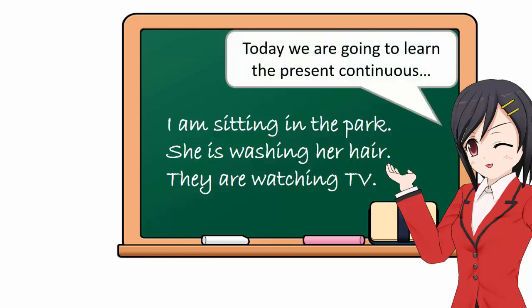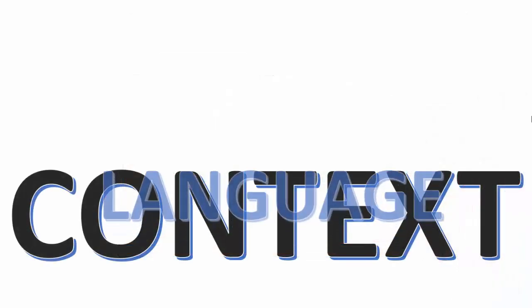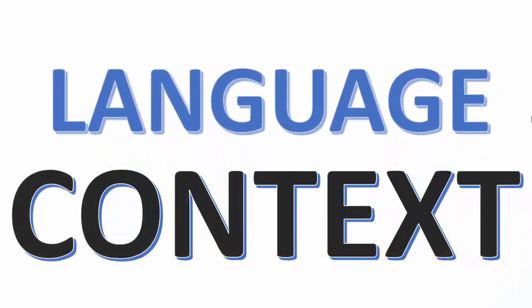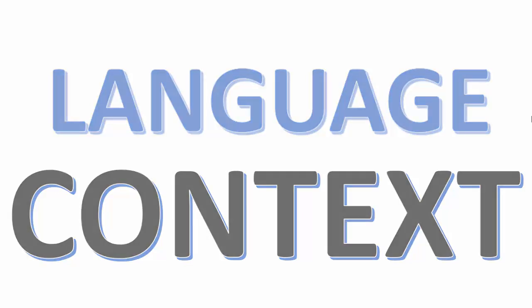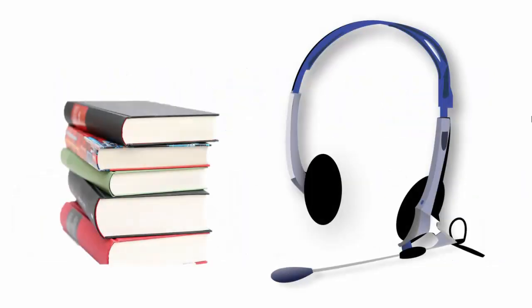Putting up some decontextualised sentences and telling them that we're going to learn the present continuous today is not going to engage people's interests usually. Language is best taught from a context. It's easier to understand it that way, and it's much more engaging that way. So the context might be a reading, or it might be a listening, or it might just be a situation.